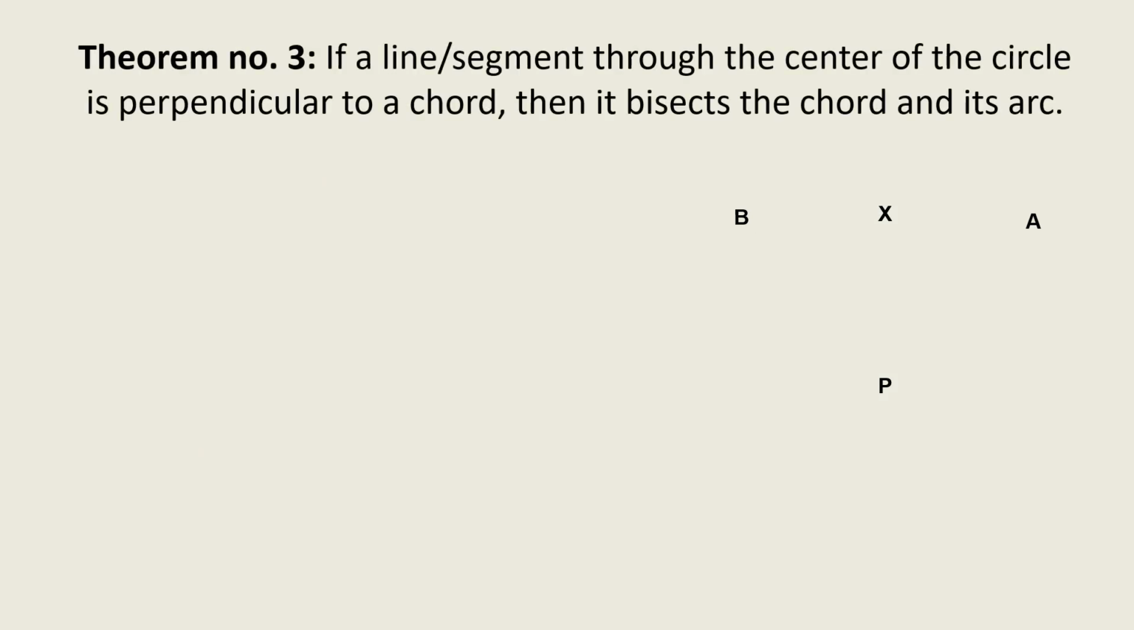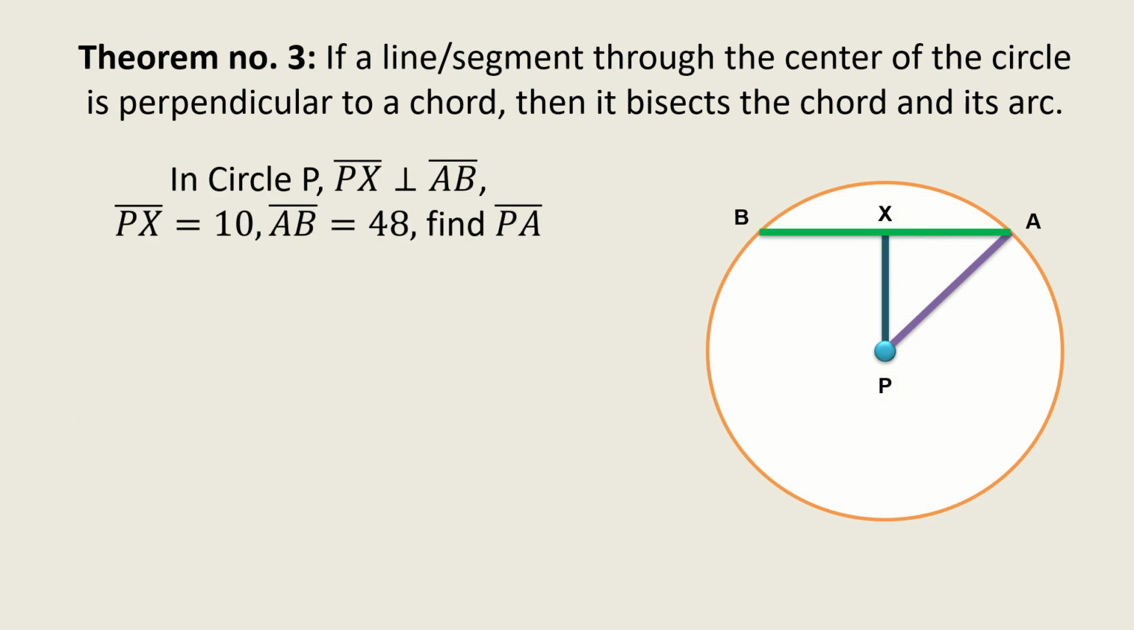Okay, let's have example number 2. So using the same figure, iibahin ko lang po yung mga given. So still in circle P, segment PX, ito pa rin pong dark na blue-green na ito ay still perpendicular kay segment AB. Kasi ano yung binigay na sa atin? Binigay na sa atin si segment PX. Ang measure daw niya ay 10 units. Then si segment AB is 48.